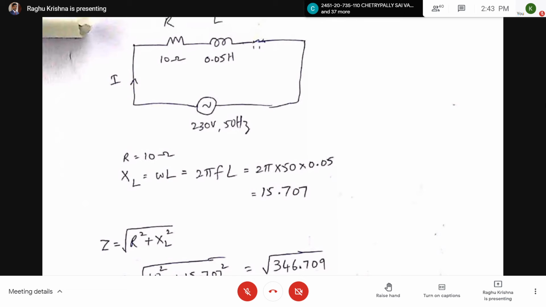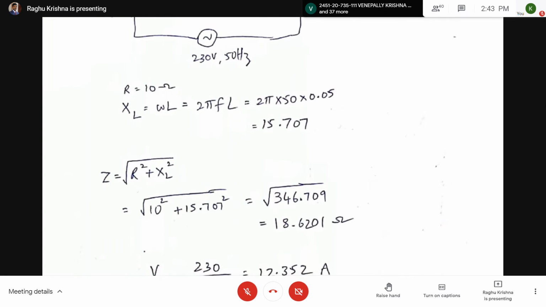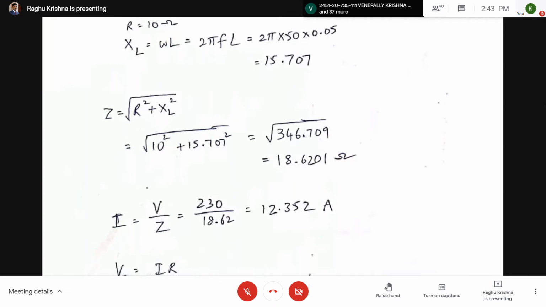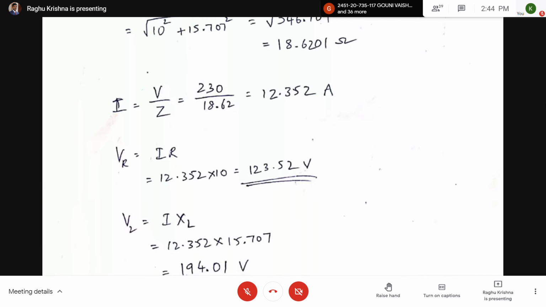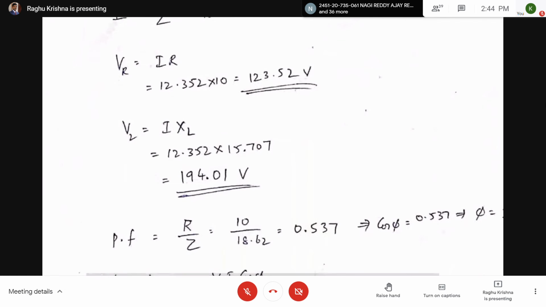Next, if I want Z, it is equal to under root of R square plus XL square. So you are going to get the impedance. Next, how to calculate the current? Current is equal to V by Z. So you are going to get the current. Now voltage VR equal to I into R. So you are going to get the VR. Next, VL, I want only the magnitude. VL equal to I into XL. So you are going to get VL.